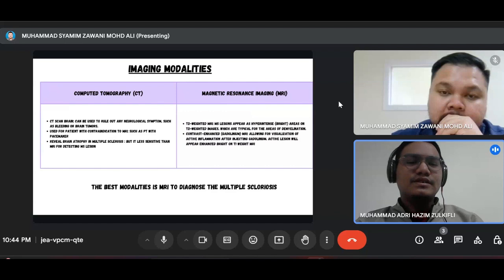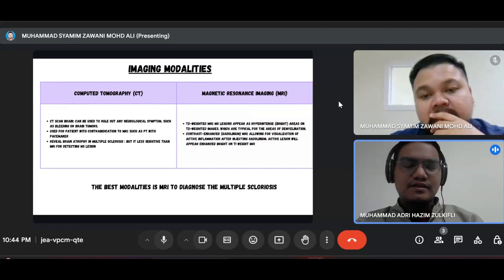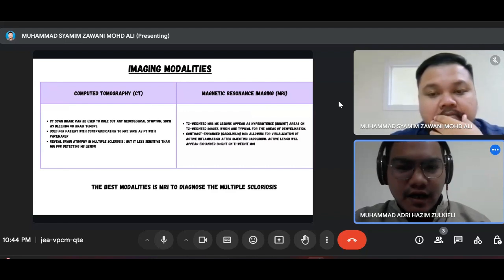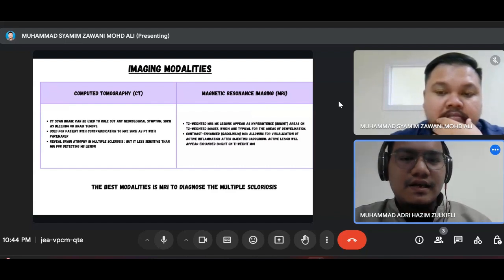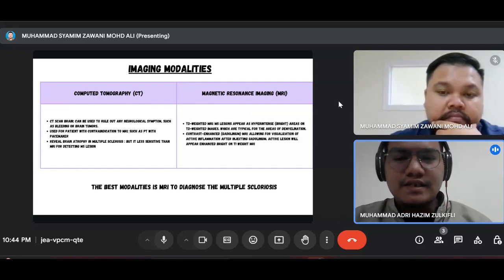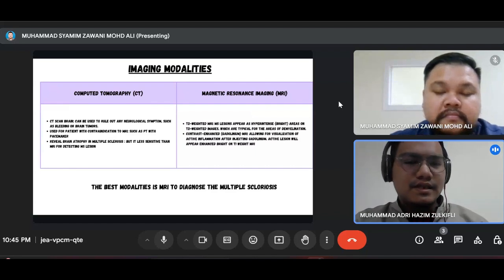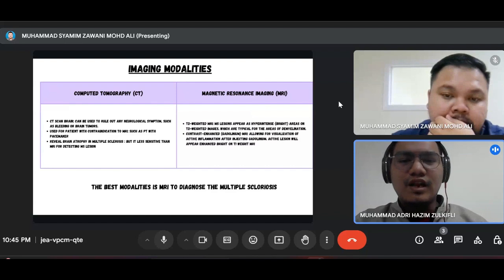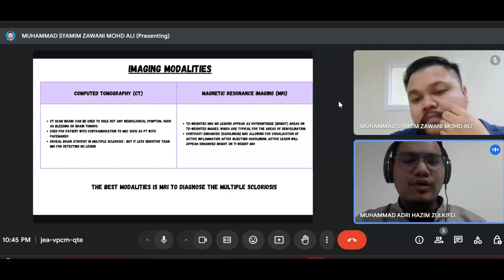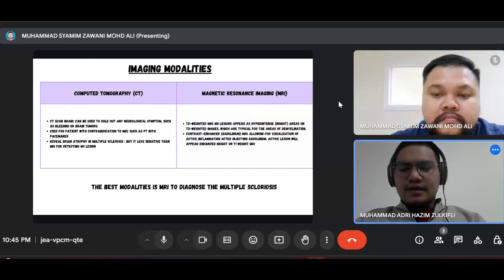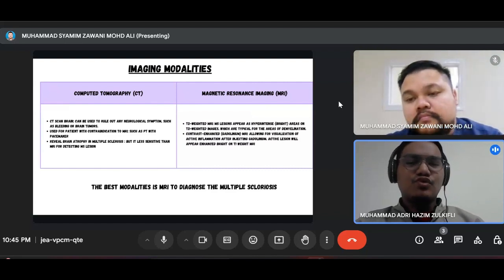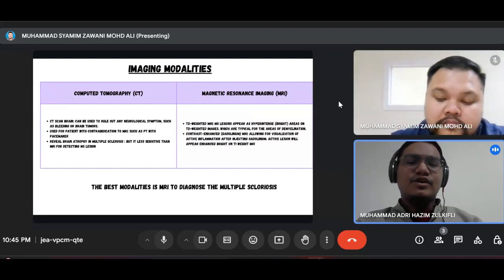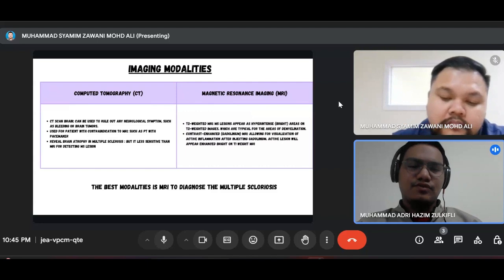Next, another sequence that can be used in magnetic resonance imaging (MRI) is contrast enhanced, where we use gadolinium contrast, allowing visualization of active inflammation. After injecting the gadolinium, active lesions will appear enhanced and bright on the T1 weighted MRI. This helps to distinguish between chronic lesions and active ones. So from these two modalities, we can decide that the best modality to diagnose multiple sclerosis is MRI.